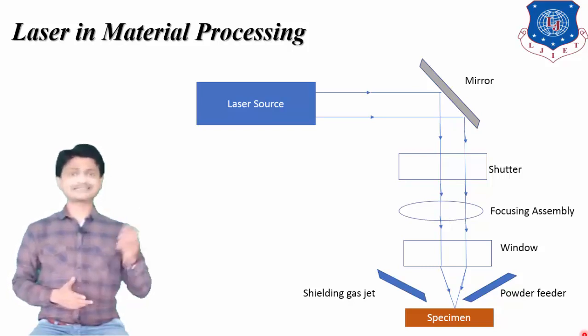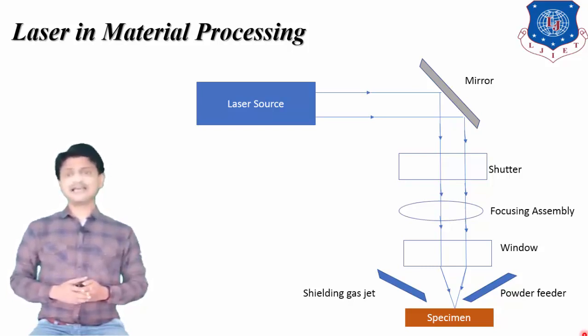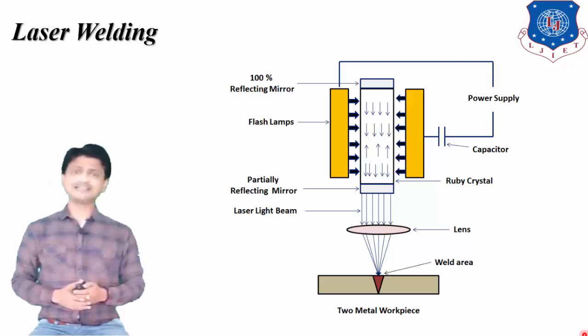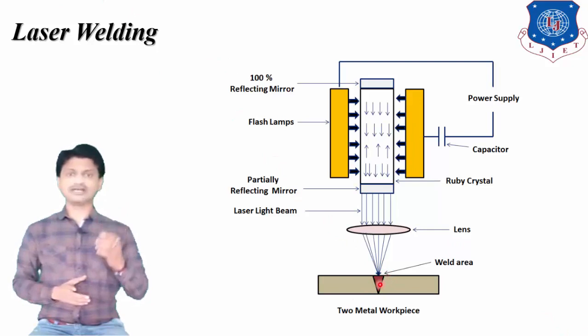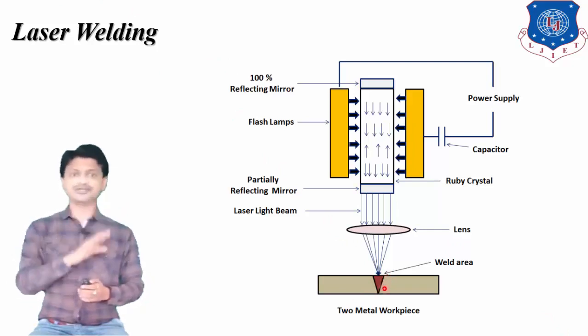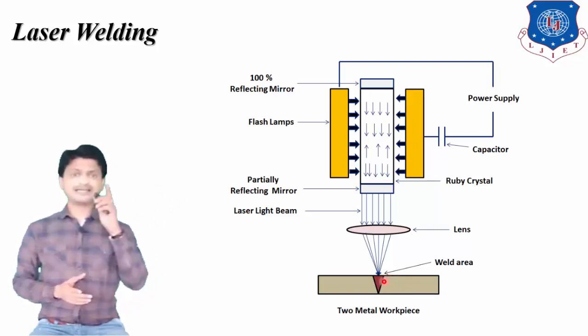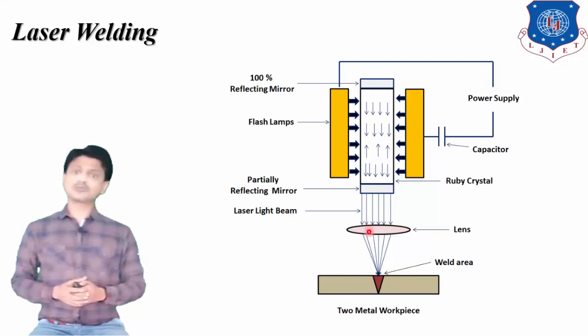Now let's discuss the second application, that is laser welding. In laser welding, the laser beam is focused onto the spot where two or more pieces are to be joined or welded into a single unit. Here you can see in the figure that the laser beam is focused onto the spot where two or more pieces are to be joined.